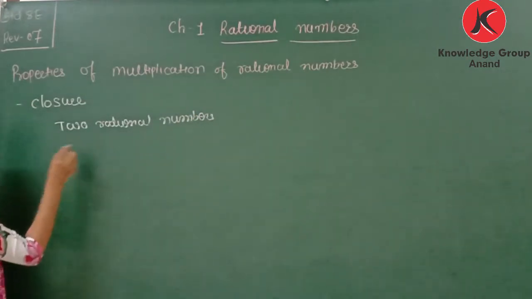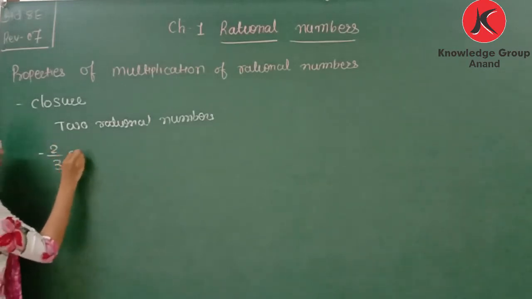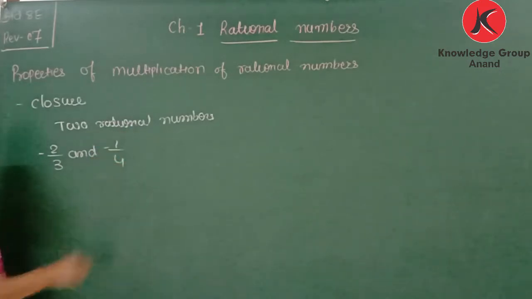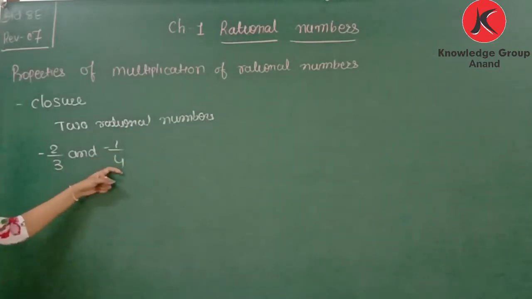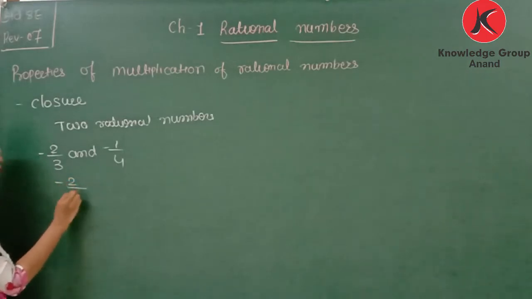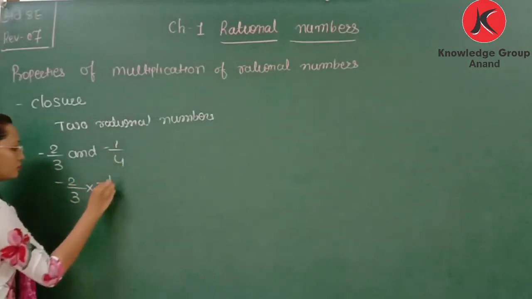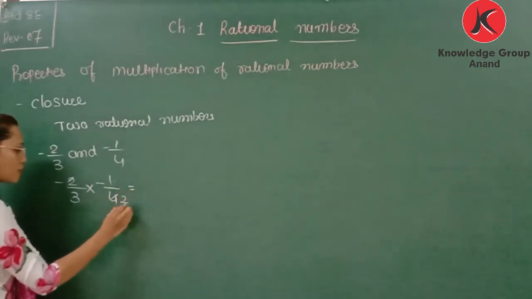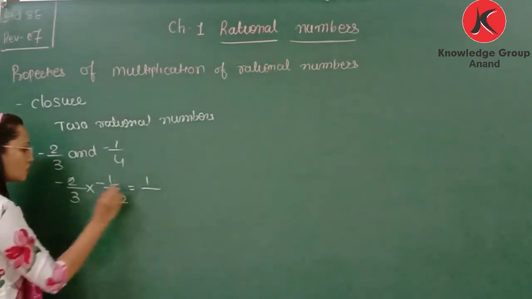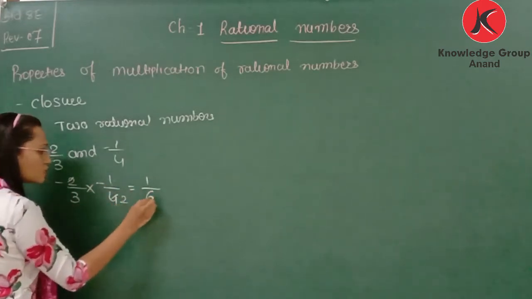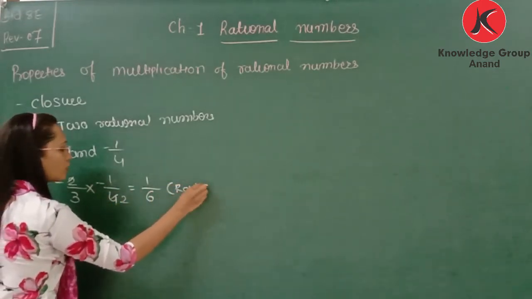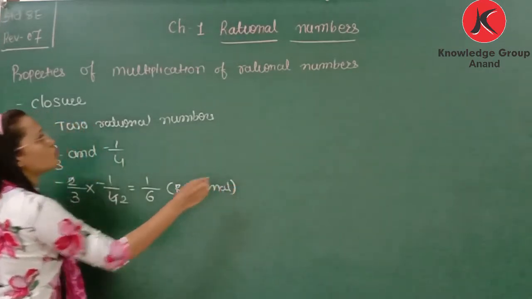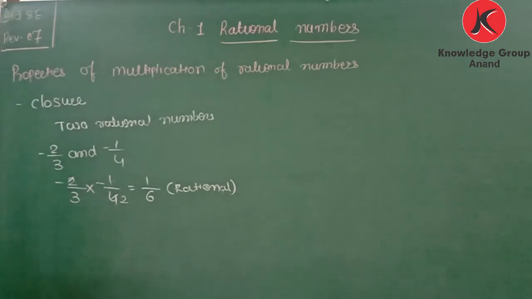So let's take two rational numbers, minus 2 by 3 and minus 1 by 4. Okay. So these are the two rational numbers. If we multiply both of them, here you can cancel out: 2 4s are 8, 2 2s are 4, minus minus plus, so it is 1, 3 2s are 6. So it is also a rational number. So closure property says that multiplication of two rational numbers is a rational number.